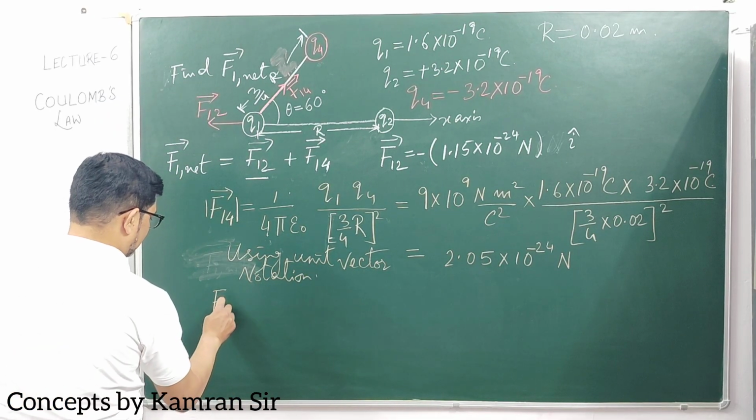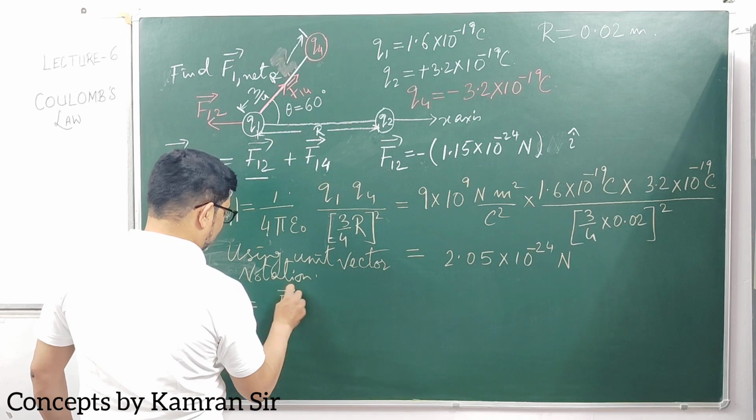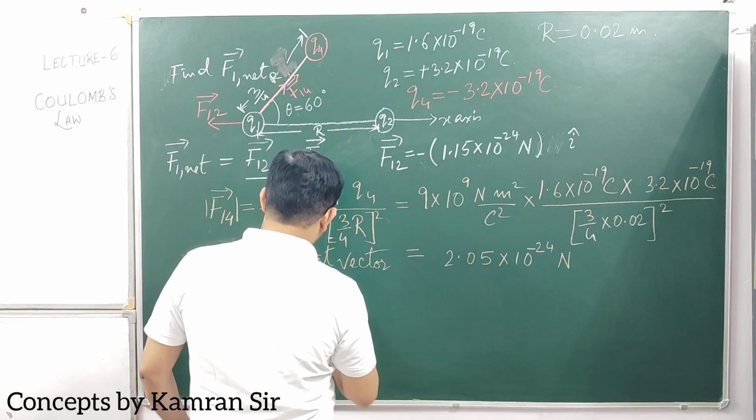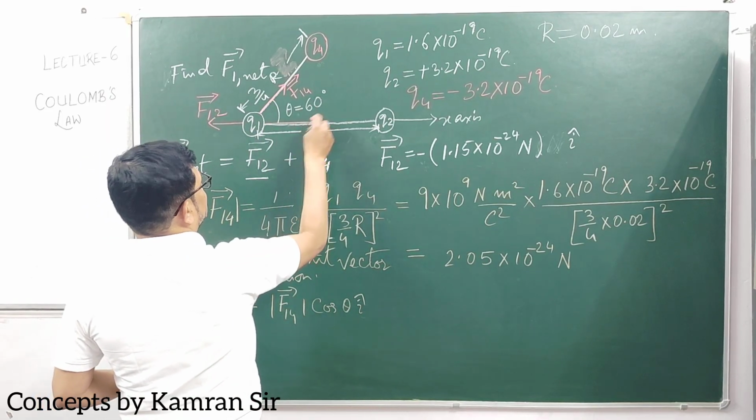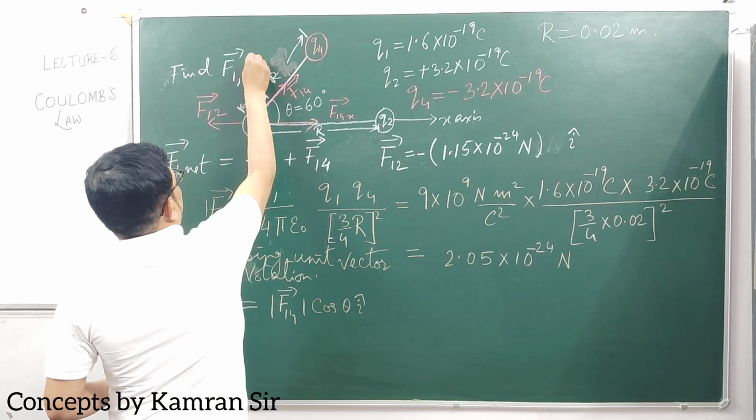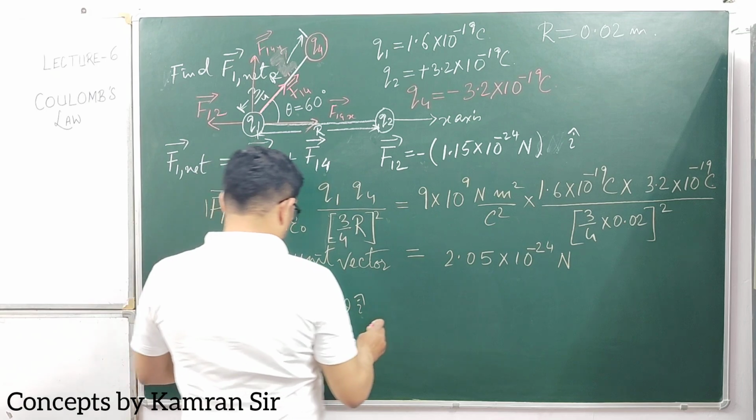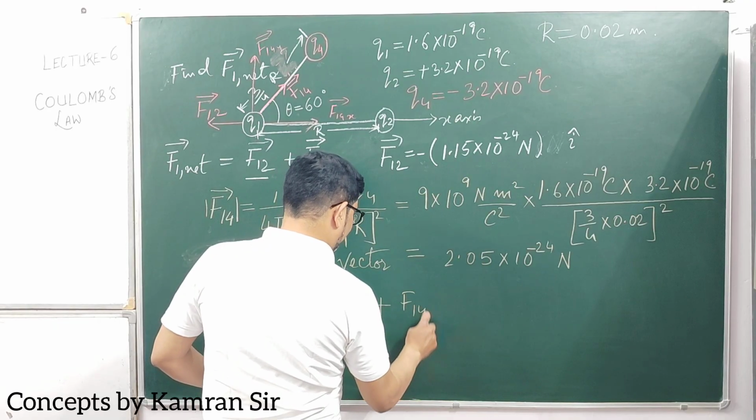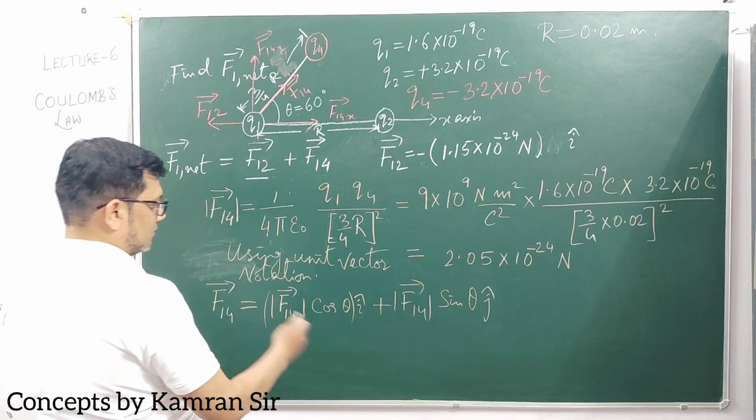Let us resolve F14. Now vector F14 would be equal to magnitude of F14 cos theta I cap. Theta is the angle, I cap in this direction, so it will have one component here, one component perpendicular to this. So one component would be F14 in X direction, right? One would be in this direction, which will be F14 Y. So one component I've written in this way, plus magnitude of F14 sine theta j cap. This is going to be the vertical component.